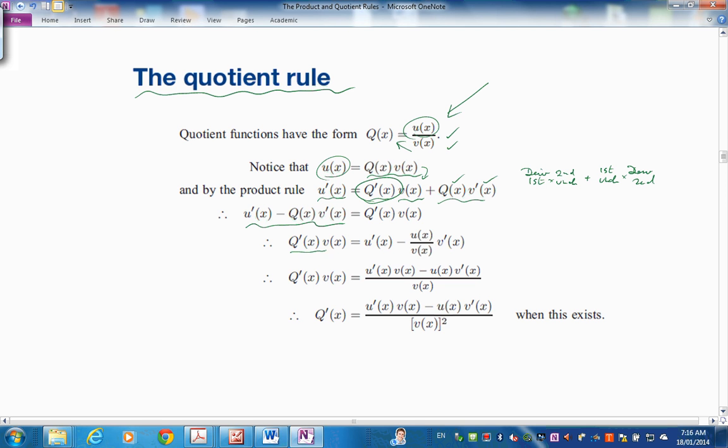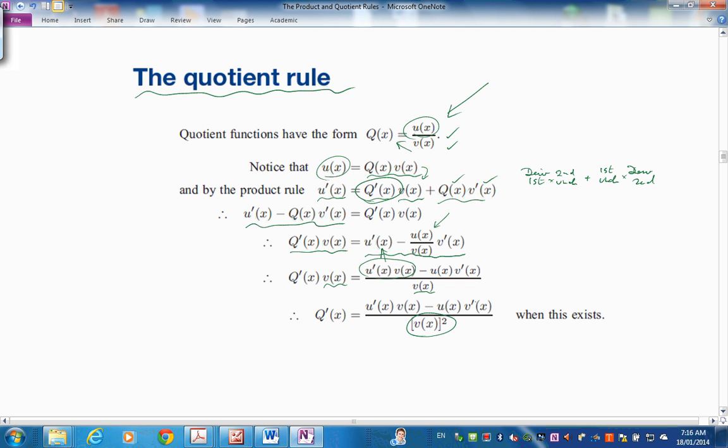What do we have? They've rewritten it on the left, replacing q of x with u of x on v of x, then dividing through by v of x, and getting it all over v of x. Then with a common denominator, u dashed x by v of x on v of x gave u dashed x, just having a common denominator there, and then dividing through.